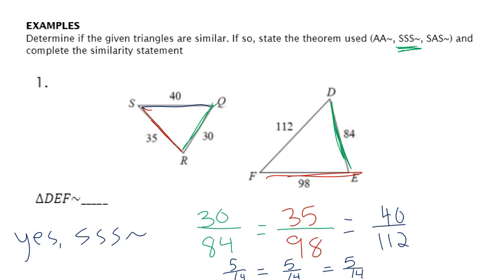Similarity, you put the little similarity sign. And then if we call this first one DEF, you can see D is between the shortest and the longest side. That would match with Q. And then the next one is if I name E. E is between the shortest and the medium length side. So that would be R. And then S. So we'd have to call it QRS.